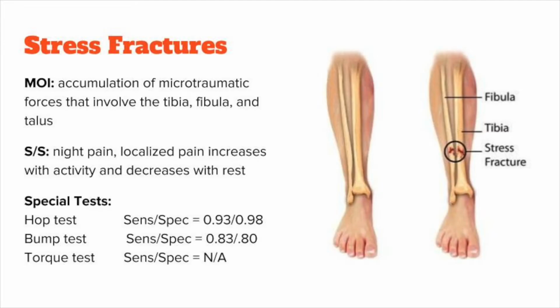So our next pathology is going to be stress fractures. These are common pathologies that happen over time from overuse. One of our key differentials is going to be night pain, and then we have 3 special tests to go over: the hop test, bump test, and torque test. But the hop test, which is hopping on one foot 5 times, is going to be our gold standard.